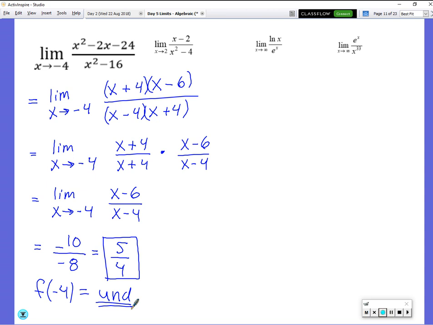So this one would be removable? Nicely done. 3 for Danny. When the two-sided limit does not match the value of the function, it's a removable discontinuity. Perfect. Anybody else? Awesome.